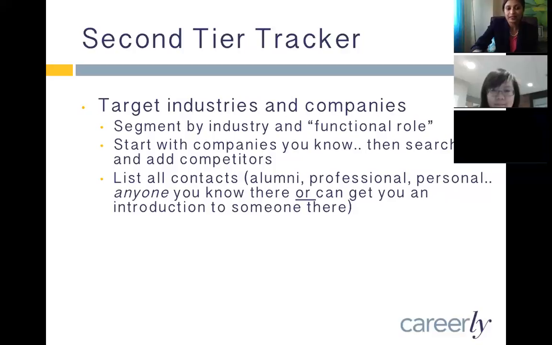The second tier tracker, and this is much more what I like and what I was talking about before, is that you actually segment by industry and functional role. Okay. And then you start with companies that you know. And then a really easy trick is to search and add competitors, right? So for example, I have so many students who want an engineering or software engineering or data analyst role at a company like Uber, right? So if you add Uber, then you should add Lyft and other ride sharing companies like that.